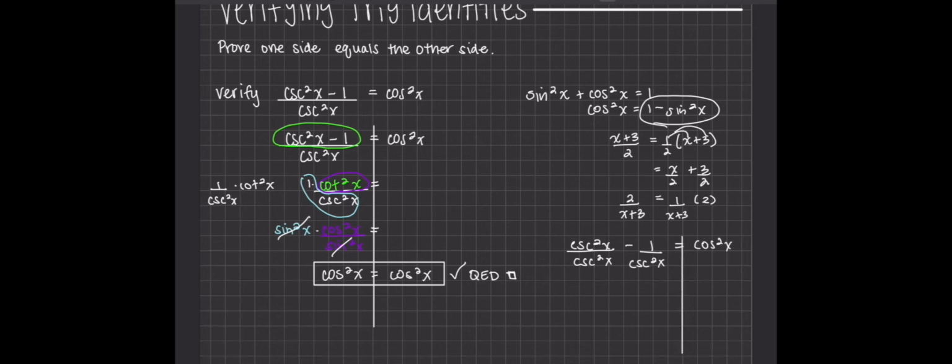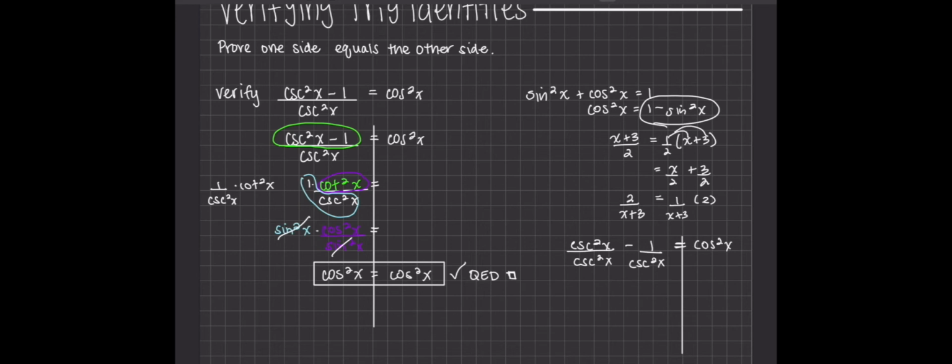You're probably wondering why I draw this line. It's to keep myself organized. If this is your first time verifying trig identities and you're not feeling very confident about the proofs, I suggest drawing that vertical line. It really helps keep yourself organized and focused.